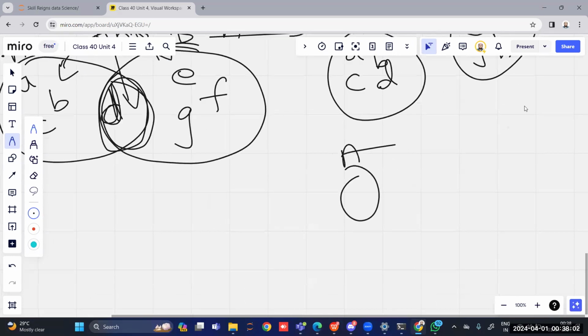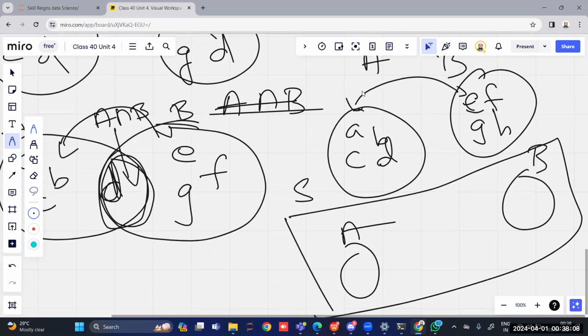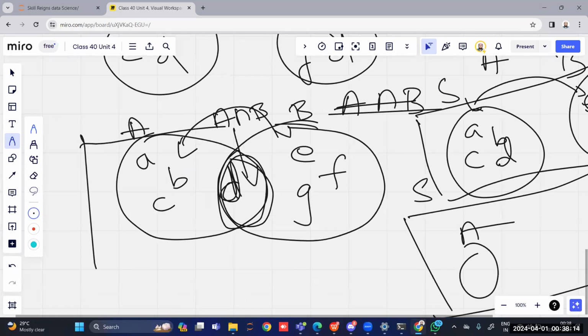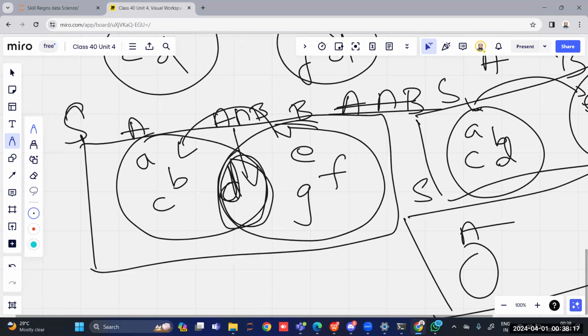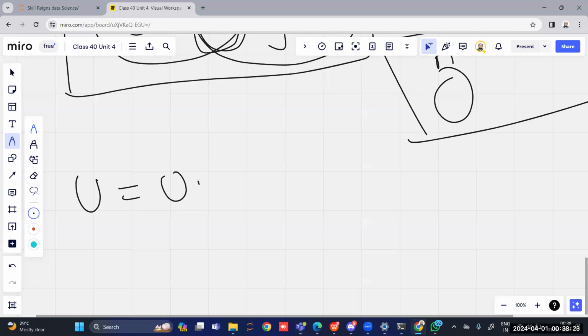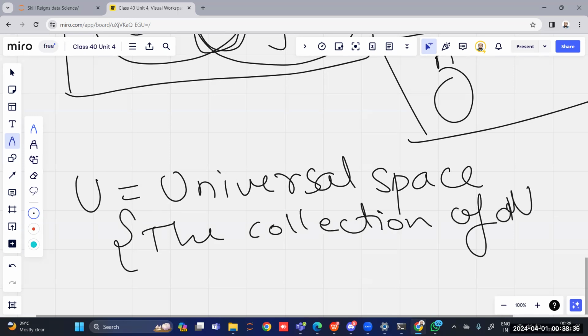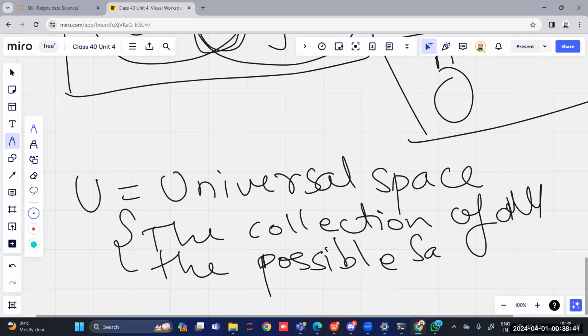We can make them very far also. Suppose here is A and the very far one is B. Where do A and B come? They are wholly in a sample space S. Here also they will be in the sample space S because A and B are events, not sample spaces. In a Venn diagram, this S is also known as U, the universal space. Universal space means the collection of all the things in the world, the collection of all possible sample spaces.